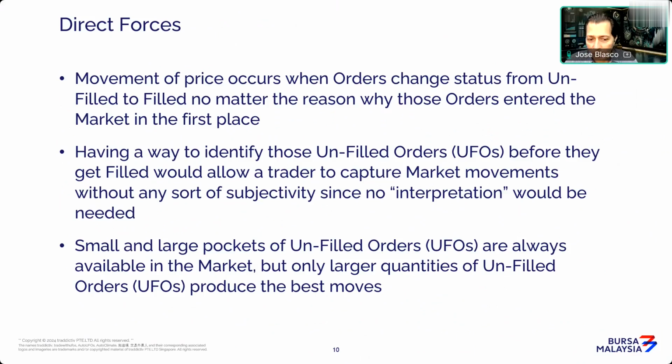So small and large pockets of unfilled orders are always available in the market. The ones we care the most about as traders are the large piles of orders, because a larger pile of orders will potentially work more often and potentially produce longer lasting moves. Longer lasting moves means that you get better reward to risk ratios. So your trades are 3-to-1, 5-to-1, 2-to-1, 10-to-1 instead of 1-to-1, right?